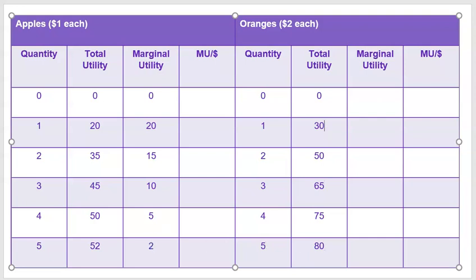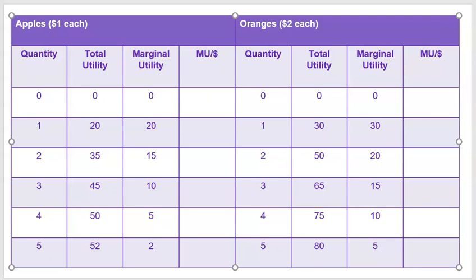So now let's do oranges. So the marginal utility of that first orange is 0. Then it's 30. Then it's 20. Then it's 15. Then it's 10, and then it's 5, okay? So now, just pause the video, and then see if you can calculate the marginal utility per dollar.